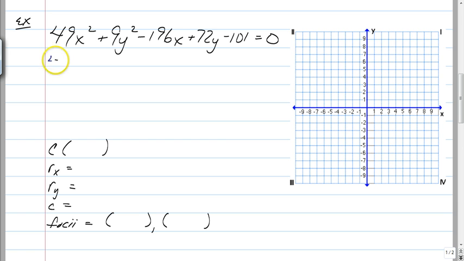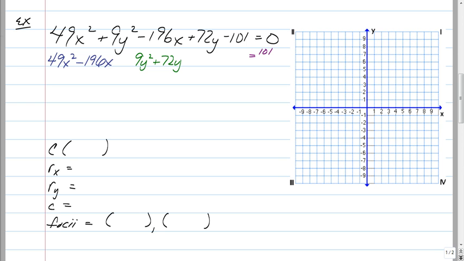Again, first thing you want to do is get your x's together. So we have 49x squared minus 196x. And we're going to group our y's. We have 9y squared plus 72y. And we're going to move the 101 to the right. So this is equal to 101. And now you're going to need to factor out the leading coefficients again. So this is the twist.